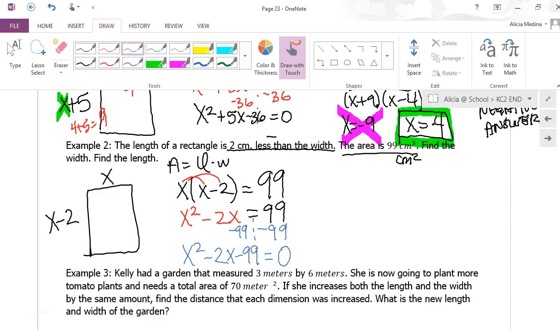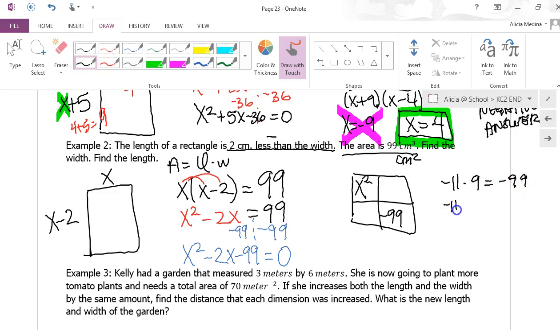Alright, I'm going to use my Punnett square box then to help me factor this. So I'm looking at my x squared. I have a negative 99, so a number that multiplies to a negative 99 but adds to a negative 2. And that's going to be a negative 11 and a positive 9, right? That multiplies to a negative 99. And when I add these together, I do get a negative 2x. So a negative 11x and a positive 9x.